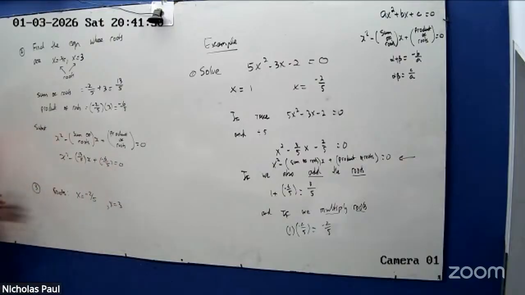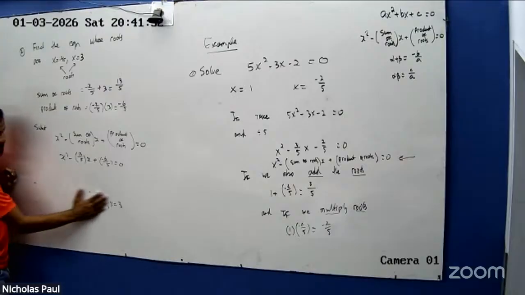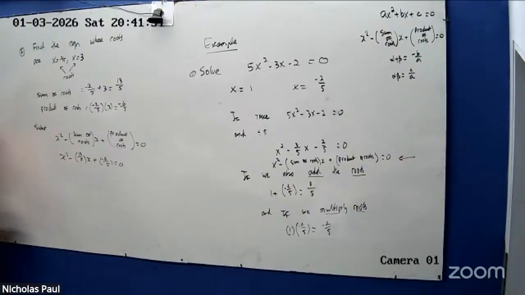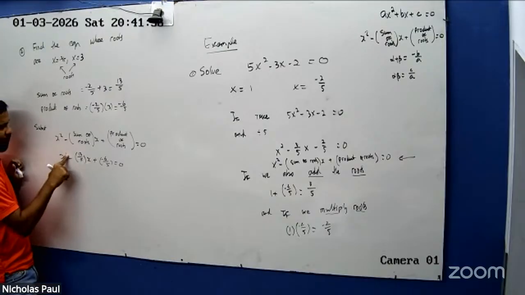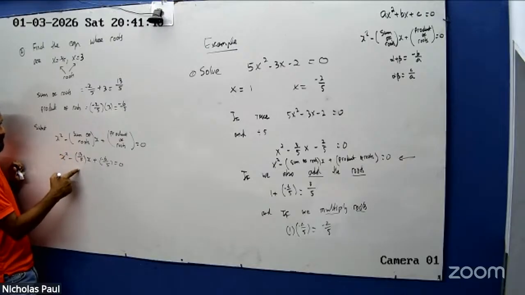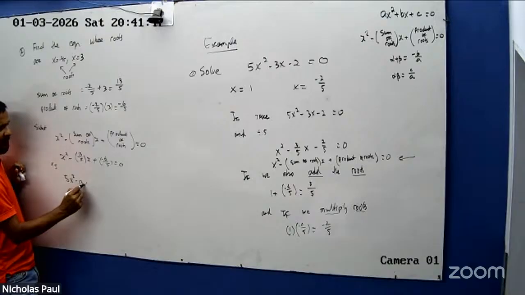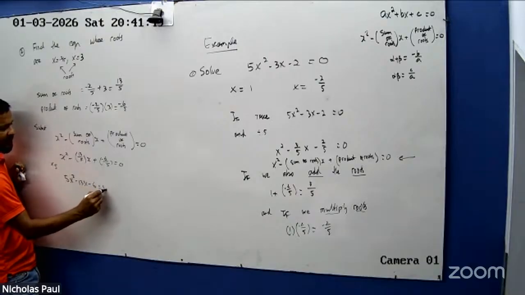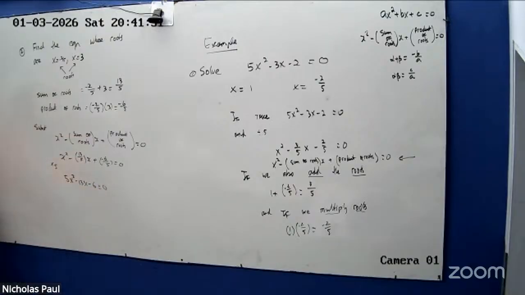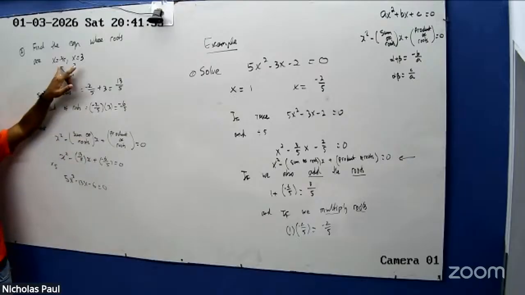I get those values. As I said, I'm working with the fraction. Let's multiply everything by 5, and you will end up with 5x squared minus 13x minus 6 is 0. If you solve this quadratic, you're supposed to get the roots.